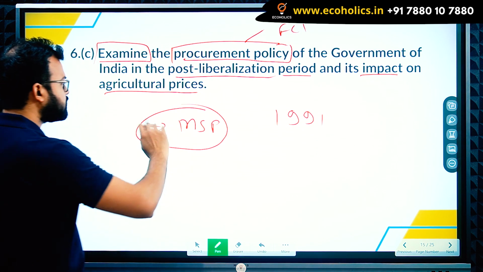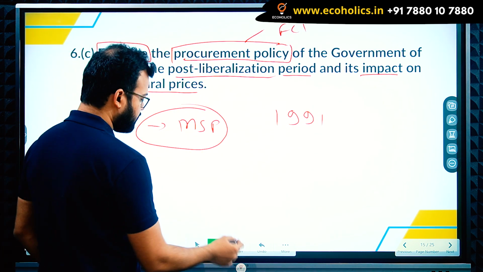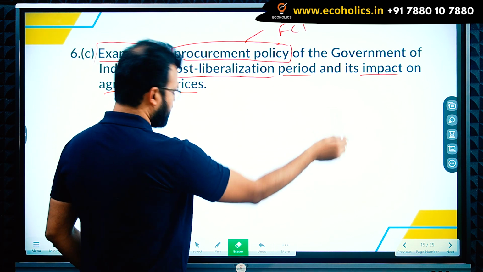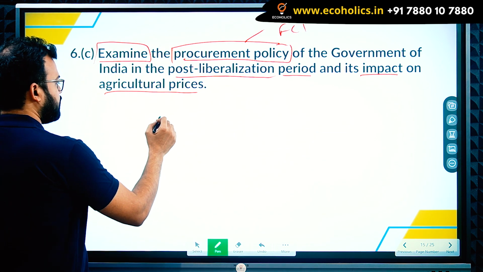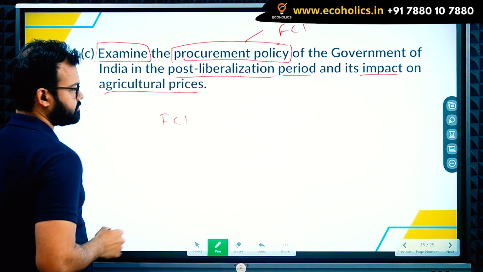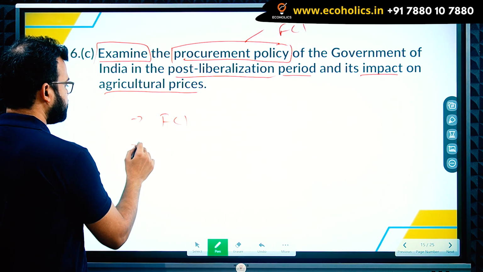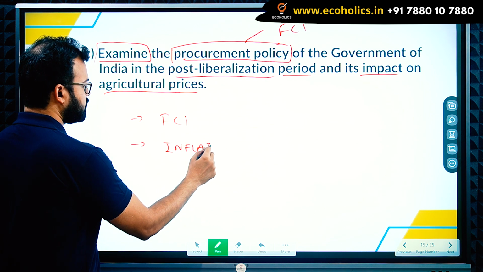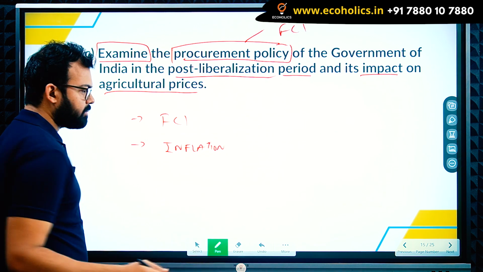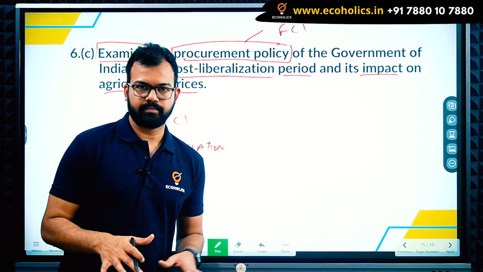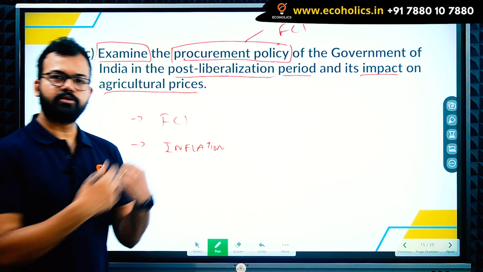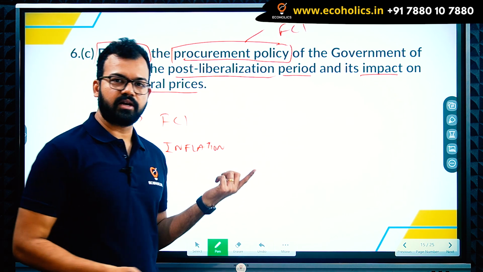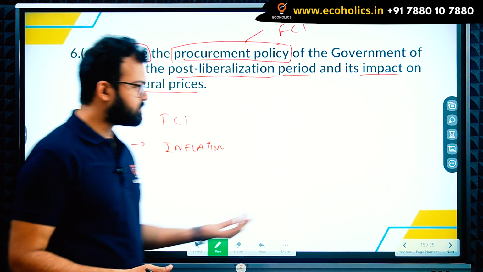And what's the impact on prices? So the impact is always there. Suppose you announce a higher MSP, it will create a lot of things. Farmers will try to sell to FCI if you have a higher MSP. Then there's the problem of inflation. Why? Because if market rates are below MSP, then obviously farmers will prefer to sell to the government, not in the market. So when shortage is there, prices will go up, and inflation.